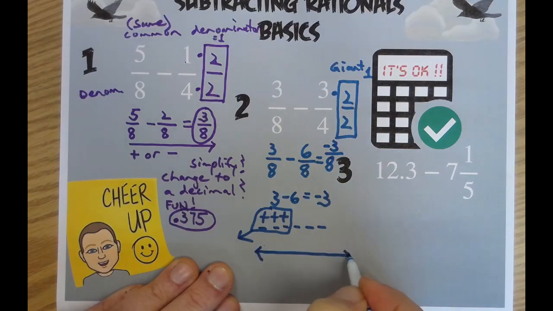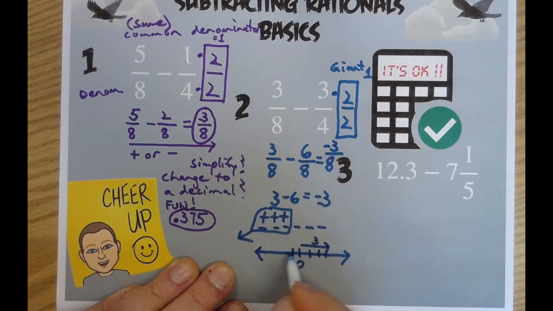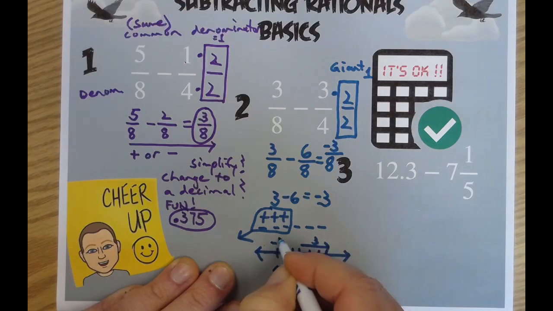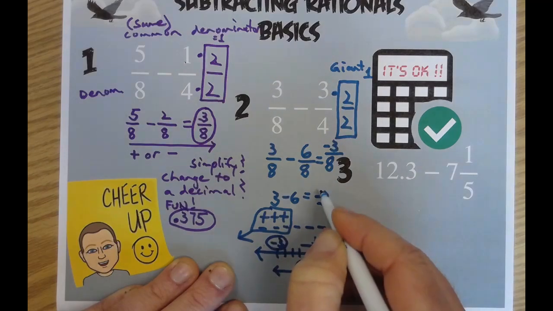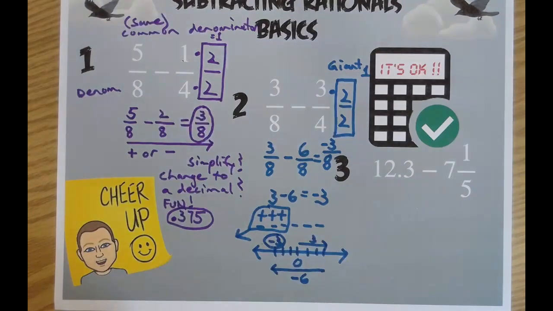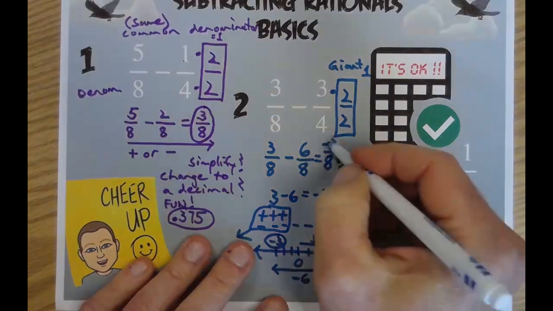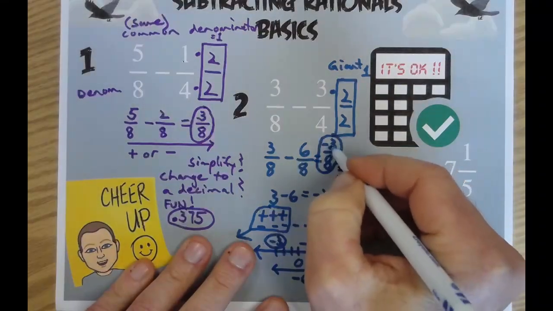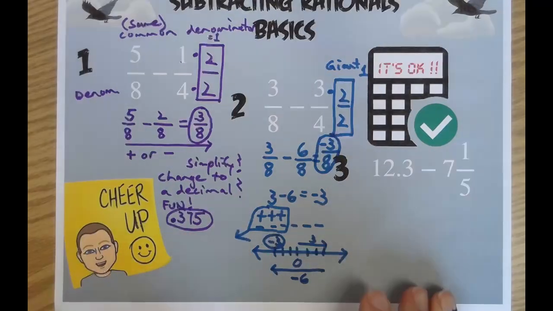We could also use a number line. Everybody could use a number line every now and then. I'm going to start at 0. I'm going to go 3 to the right. And I'm going to go from there. 1, 2, 3, 4, 5, 6 to the left, which gets me to -3. Okay, so no matter how you do it, we should end up with -3/8.